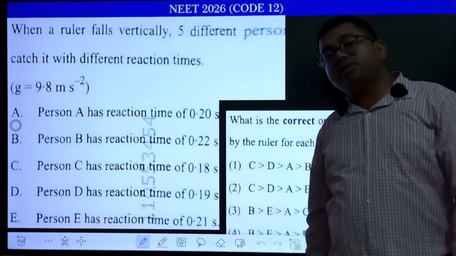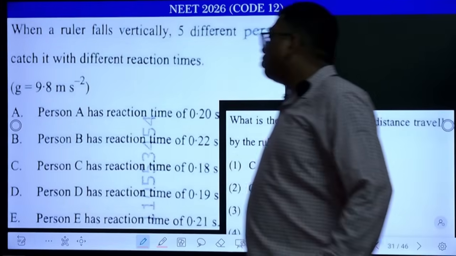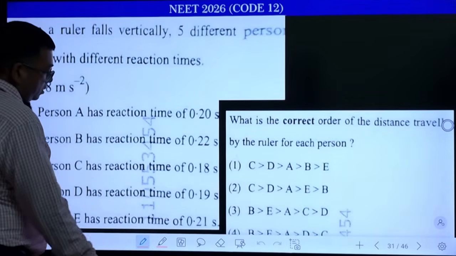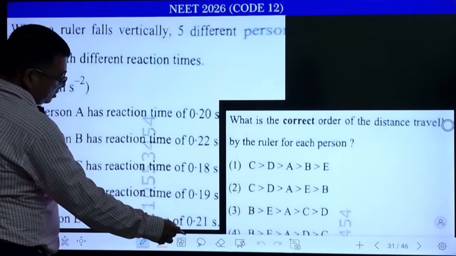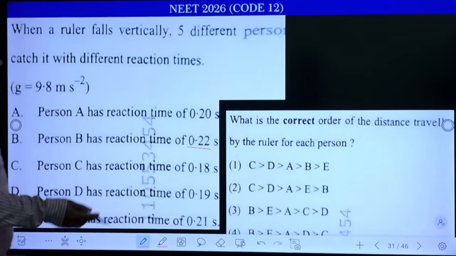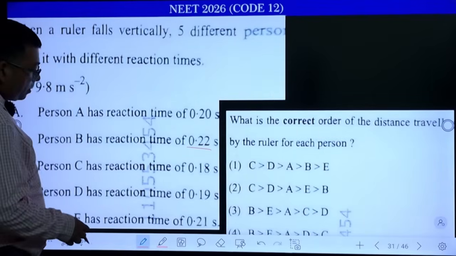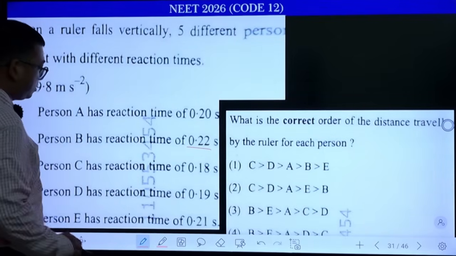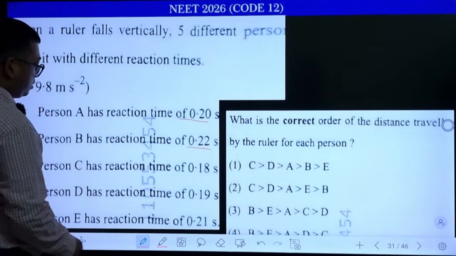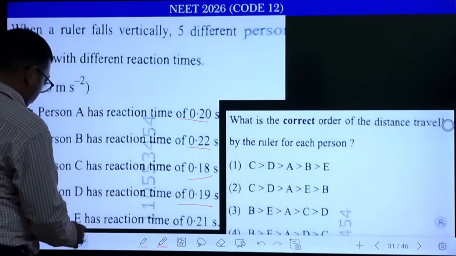So the distance traveled will be more the more the reaction time. That's all. So more the reaction time, more the distance. Which has the most reaction time? 0.22, right? So this person B has more distance. Then after B, E will come, 0.21. After that, A will come, then D will come, then C will come. Correct? So check out the options.